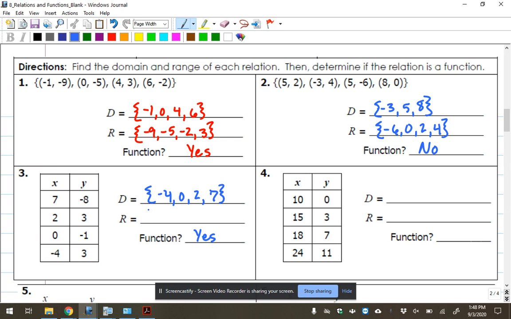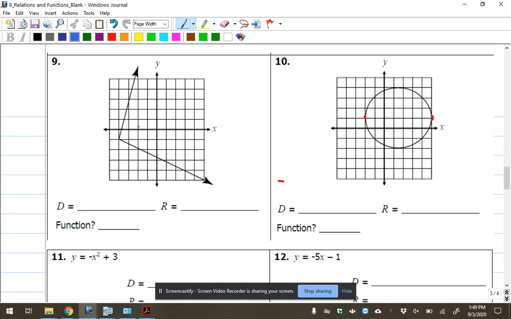The range and 3. Is it okay that it repeats a Y value? Yes. Not okay if it repeats X values. Number 4 is almost the same problem. We're not going to do it. Okay, no sense in redoing the world there.